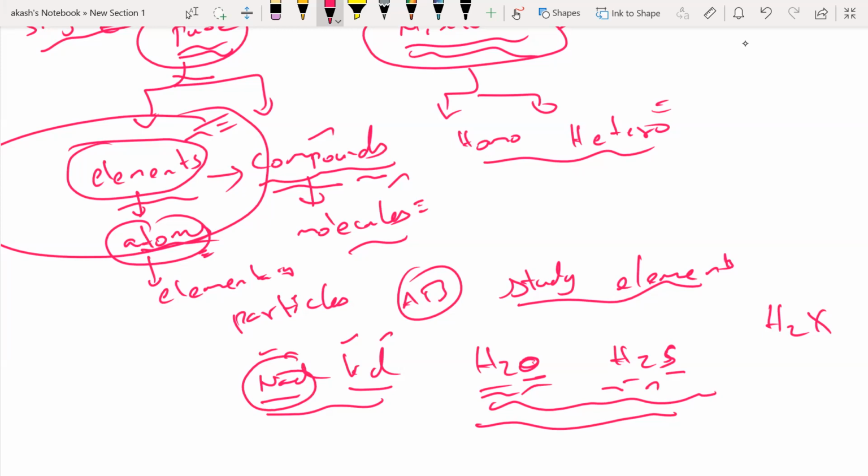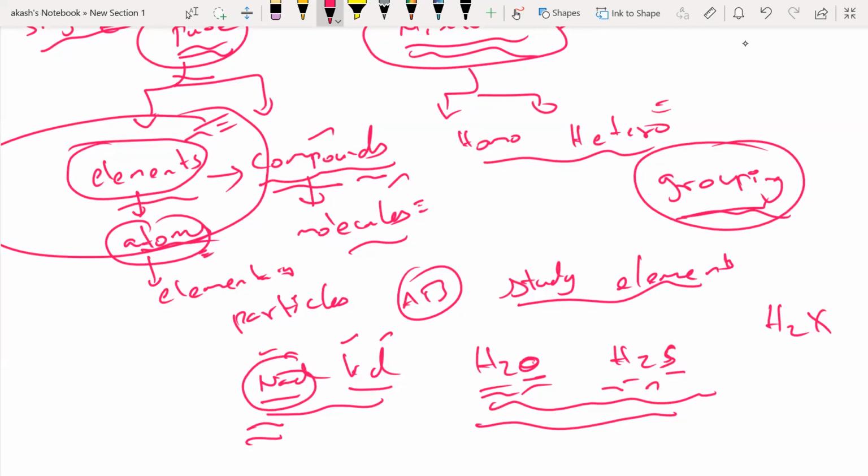if I can somehow group these elements together, say group 1, group 2, group 3, group 4, then the elements that come in a particular group are going to have the same properties. So we are going for grouping. Now what is the whole advantage of grouping? Say, for example, if I know about sodium, I don't have to fully investigate potassium, because they are going to have similar properties.